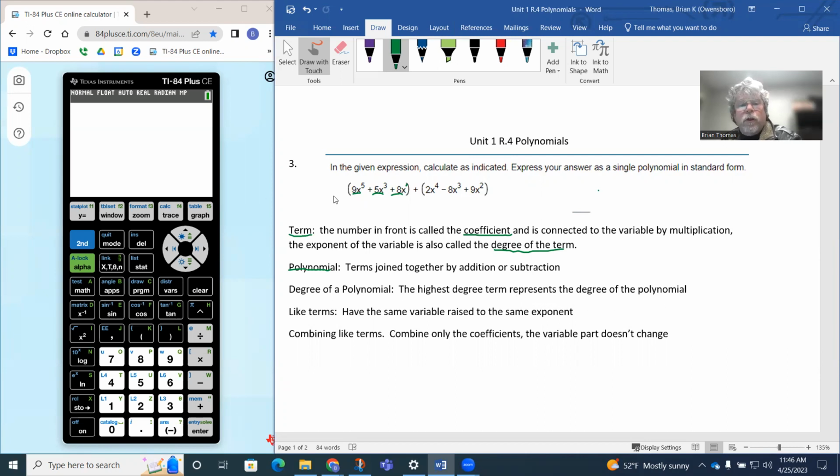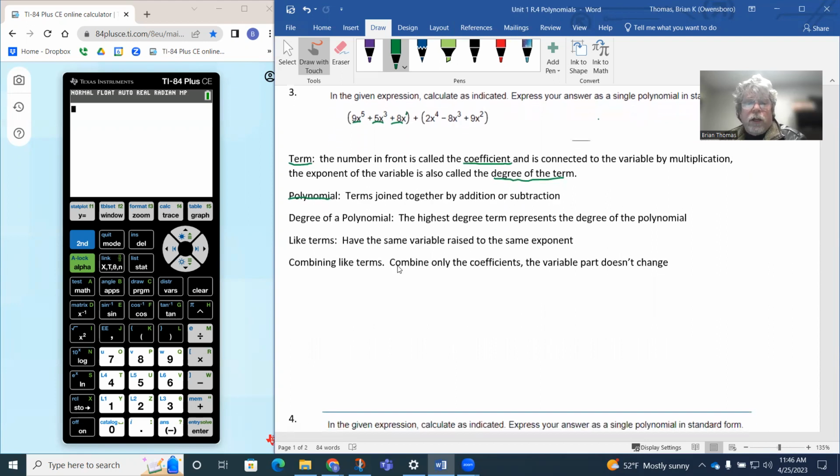So if you look at this first polynomial, the degree of the first term is a 5, the degree of the second term is a 3, the degree of the third term is a 1. Since the highest degree was 5, the degree of this polynomial is going to be 5. If I look at the second polynomial, the degree of the first term is a 4, the second term is 3, and the third term is 2. So the degree of this polynomial is 4.